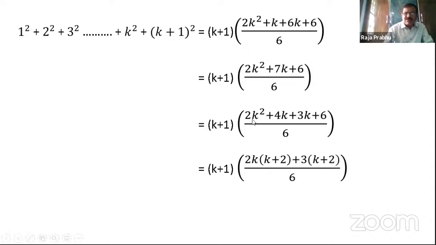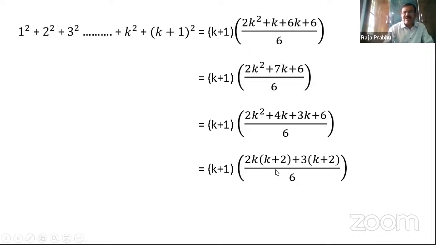Now here 2k square plus 4k. In this I have taken out 2k common. The remainder in this is k, and the remainder in this is 2. So it is 2k into k plus 2. The other two terms can be written as, by taking 3 common, 3 into k plus 2, whole divided by 6.